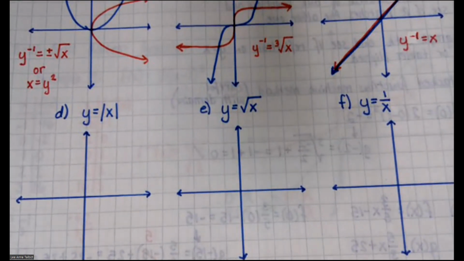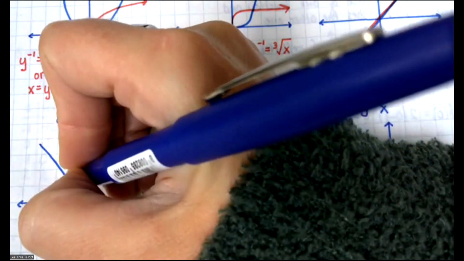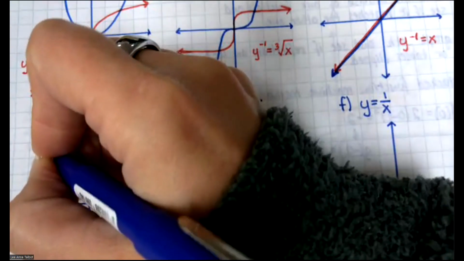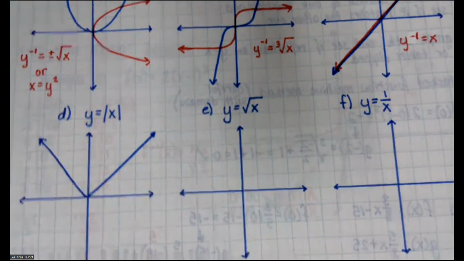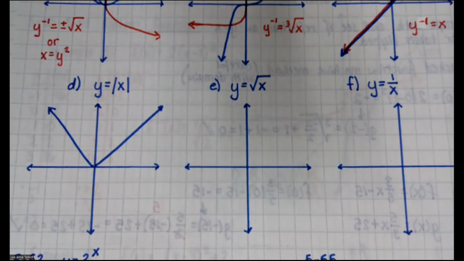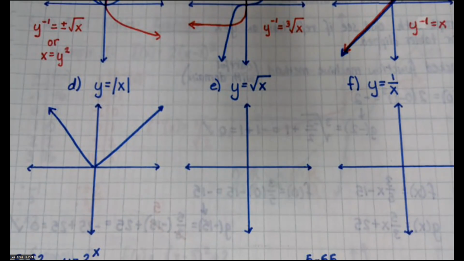Okay. Absolute value is a V shape. Okay, this one, I did not ask you to do an inverse of this at all. And I won't. Because when you turn it on its side, it's going to be a sleeping V, basically. But the inverse of it requires you to restrict the domain.